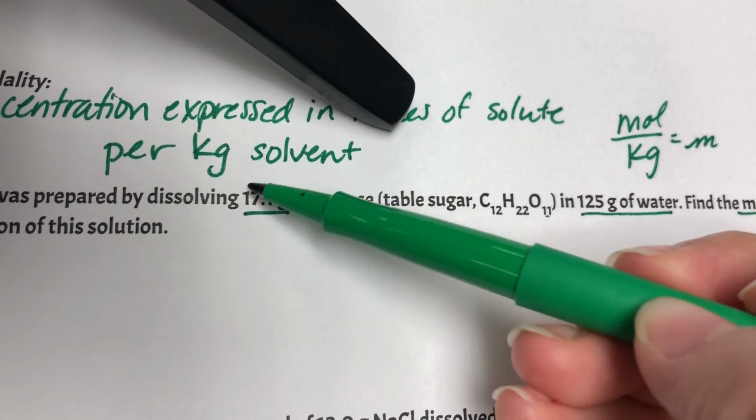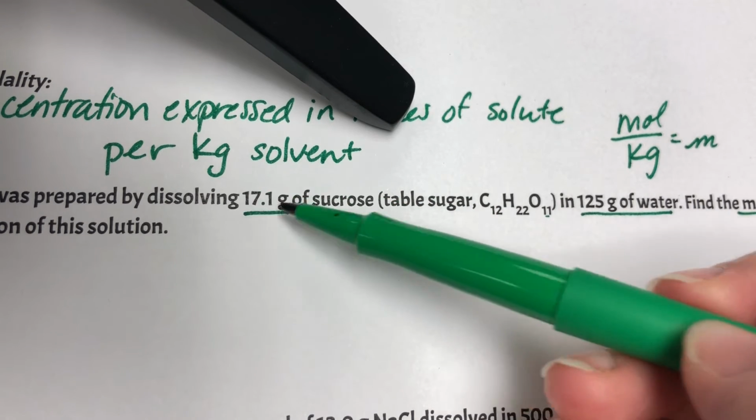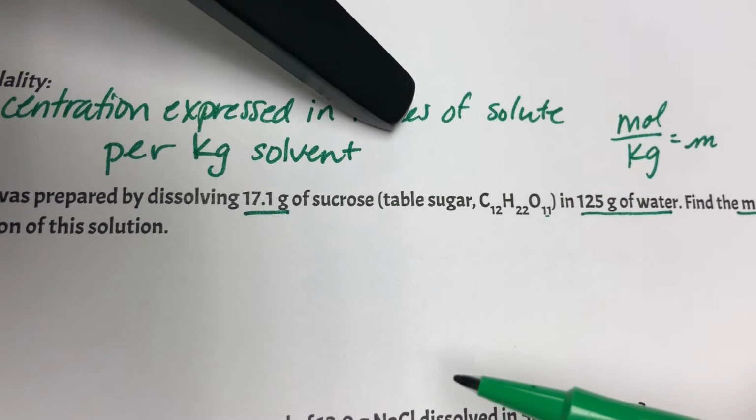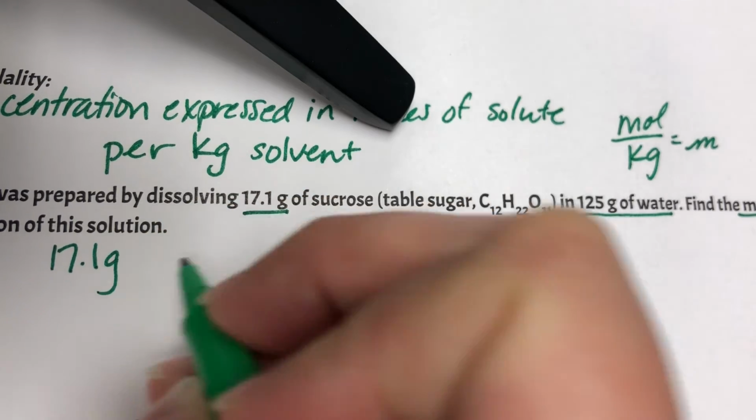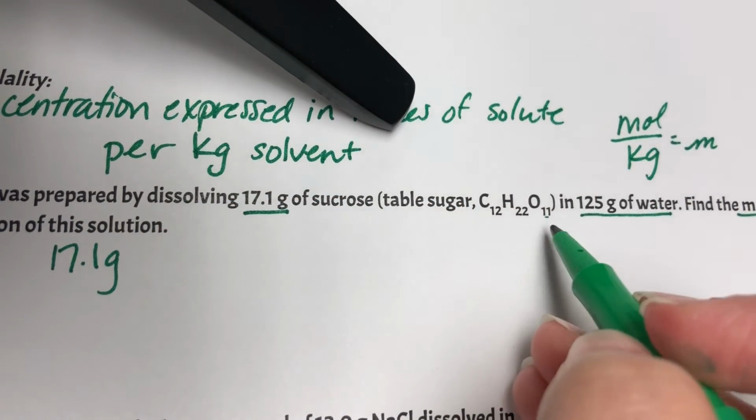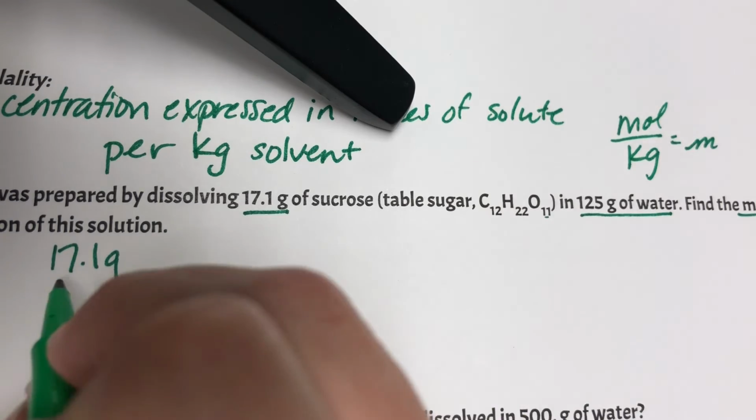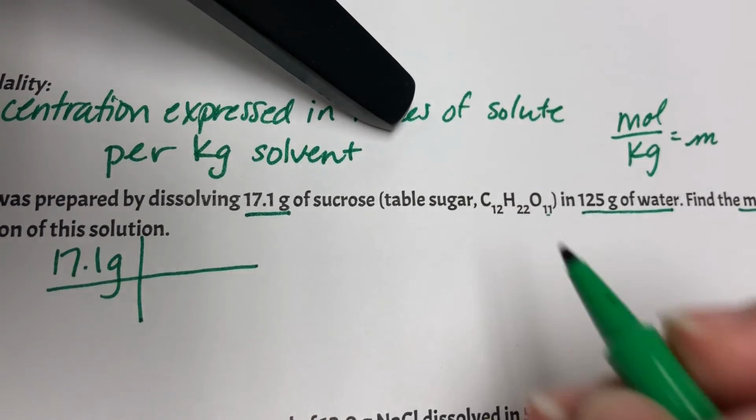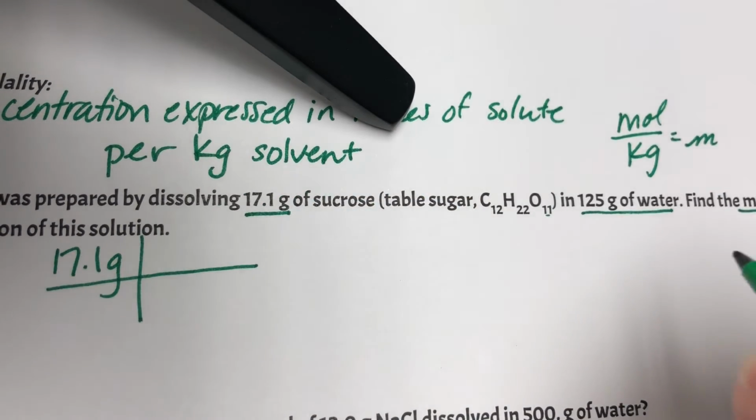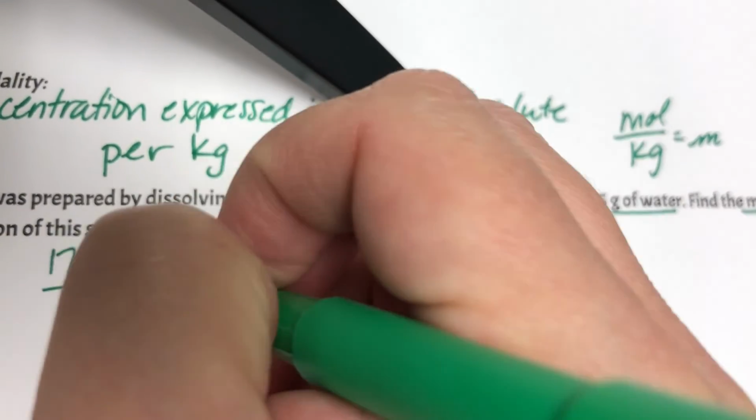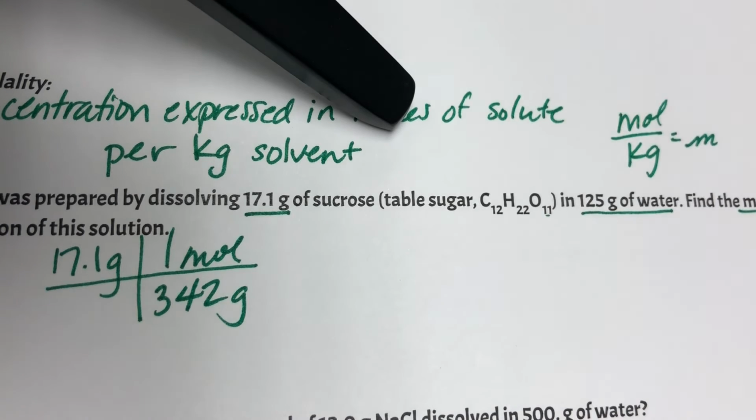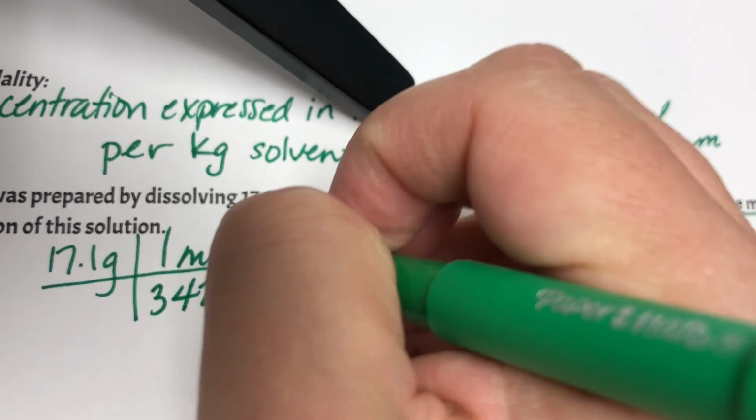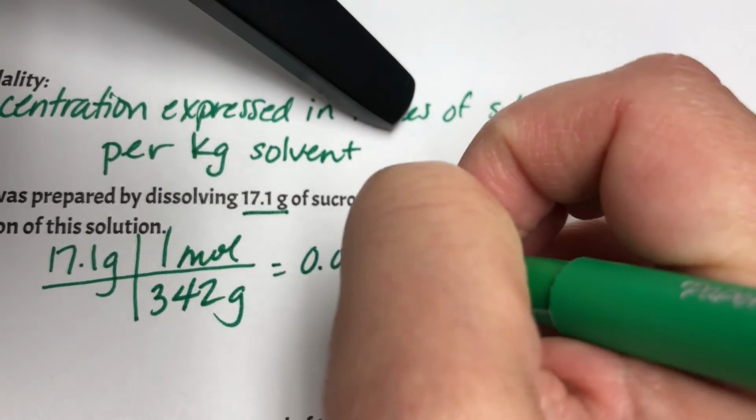So our first thing we need to do is, again, convert our grams of our solute to moles. So I'm going to start with 17.1 grams of sucrose, and we determined just above that it has a molar mass of 342 grams per mole. So I do my 17.1 divided by 342, and this is 0.05 moles.